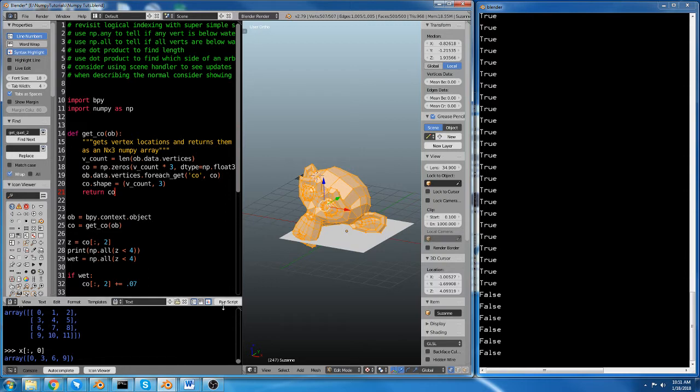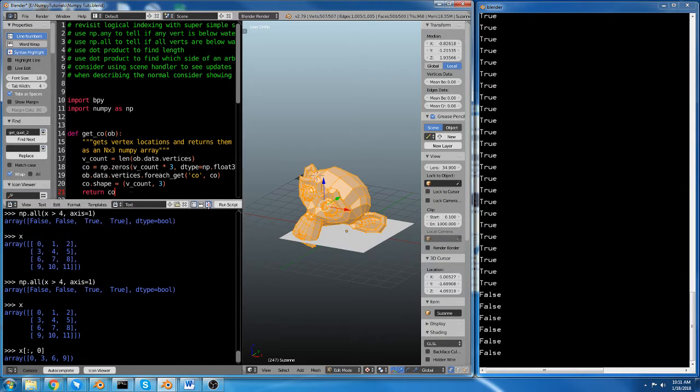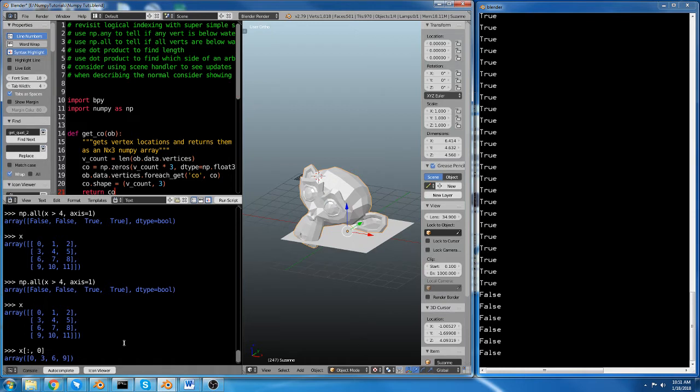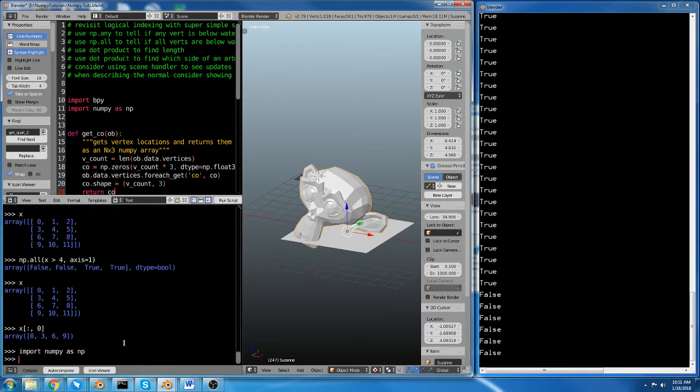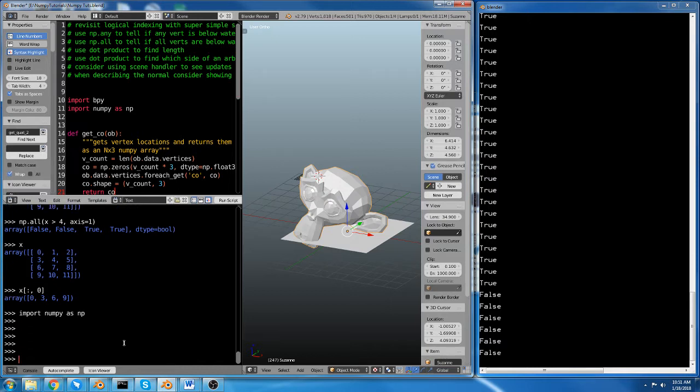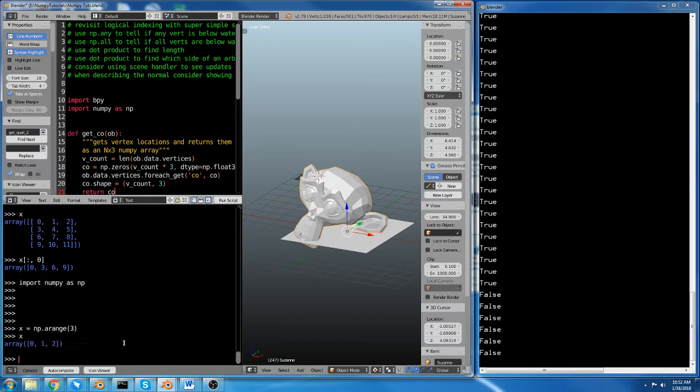Let's start down here in our interactive console. If you haven't done it already, you have to do the whole import numpy as np thing. Now we're just going to start with the simplest example. We're going to do x equals np.arange(3), and now x is a single 3D vector. So we'll pretend that's one vertex location.